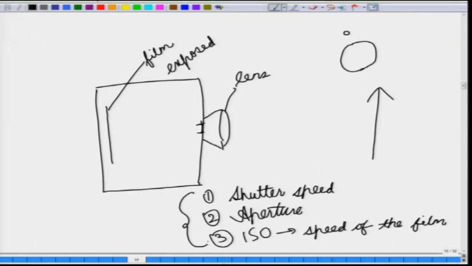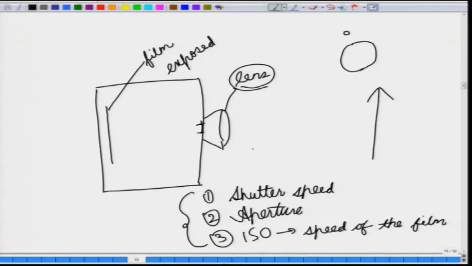So, in that case even though you are exposing your film for a very large amount of time with a slow shutter speed, or with a larger size aperture, even then you are not able to make that good an impact on the film. So, the picture will depend on these three things: the shutter speed, the aperture, and the ISO. But then you also have a fourth thing here, which is the lens. Now, the aim of having this lens is to focus the light that is coming from the object onto the film.